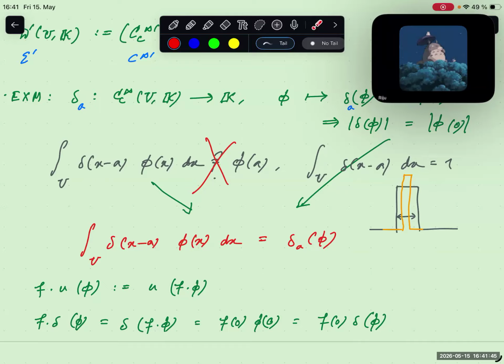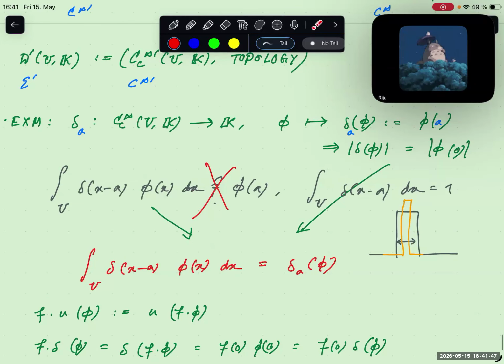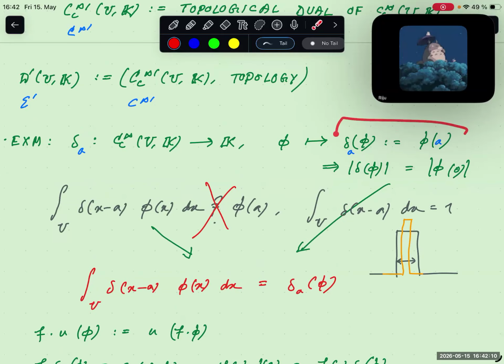The integration over the whole thing equals 1. Can you get that from this definition, or is it just something you assume? No, this is not integrable, so this part doesn't make any sense. It makes more sense from the distribution definition.